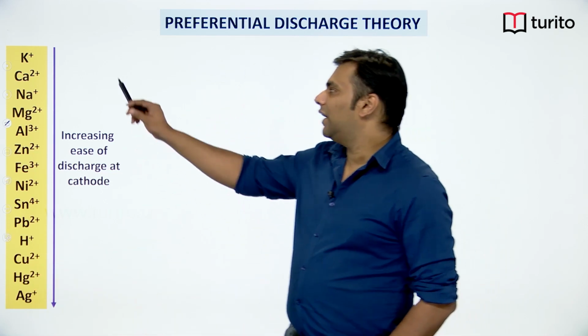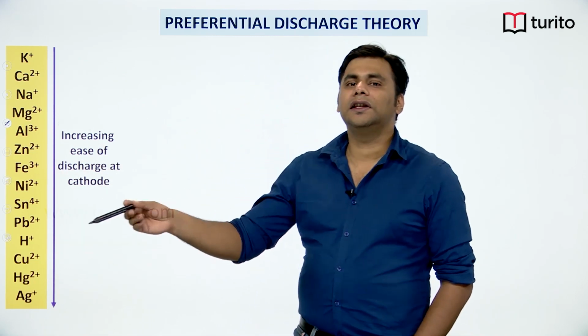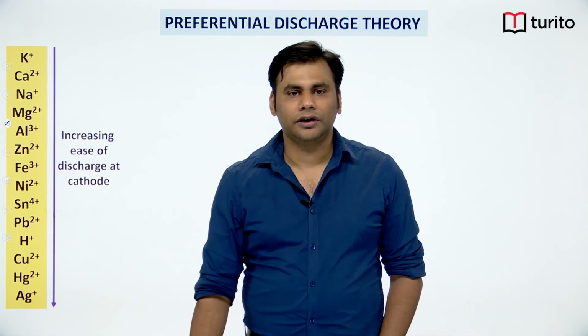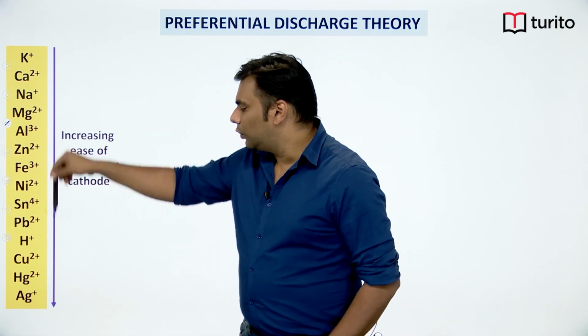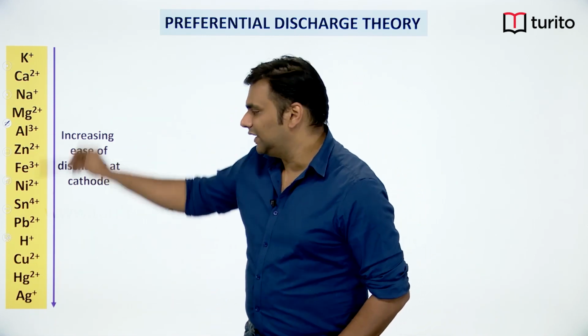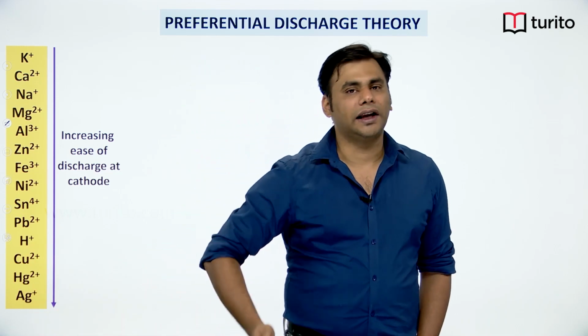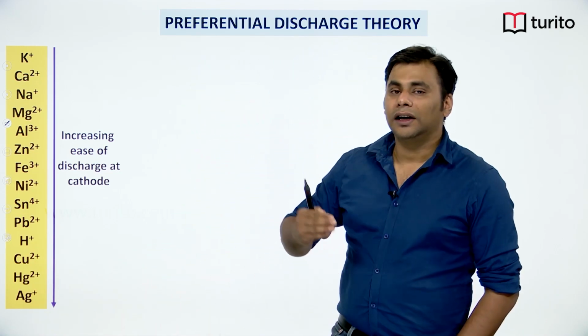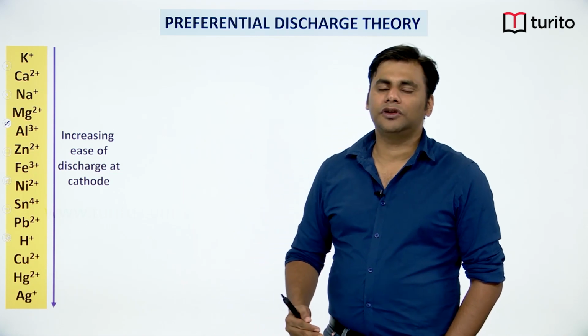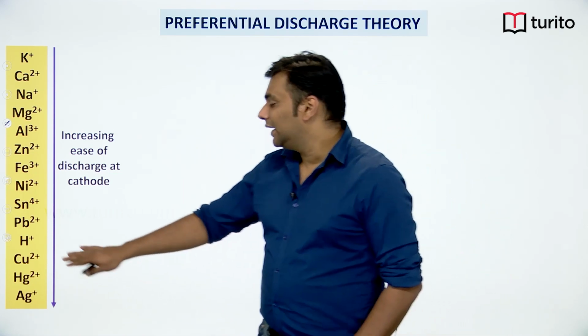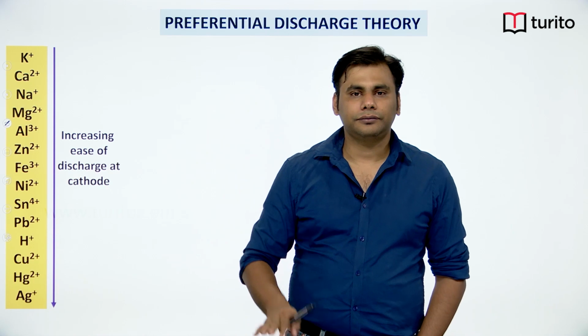Okay, so basically we have arranged them in the increasing order of their reduction potential. So we will say that as we go down in this series, the tendency of these species to get reduced is very high. So their tendency to get deposited at the cathode becomes very high, and easily they deposit at the cathode.